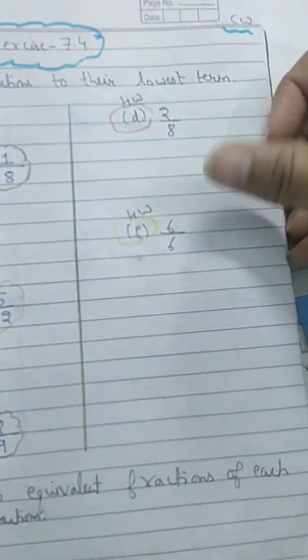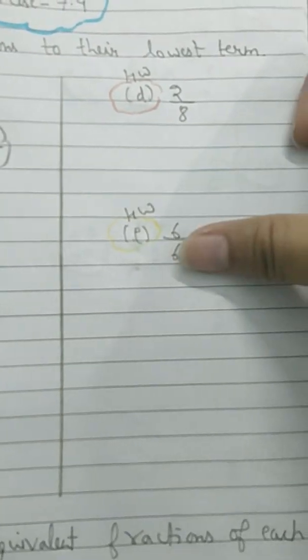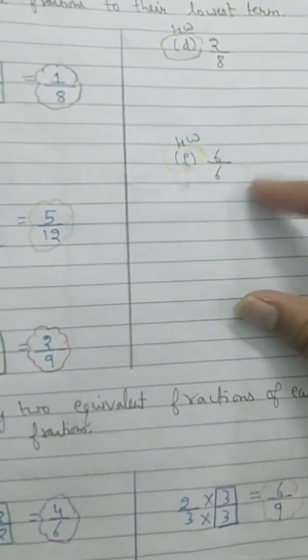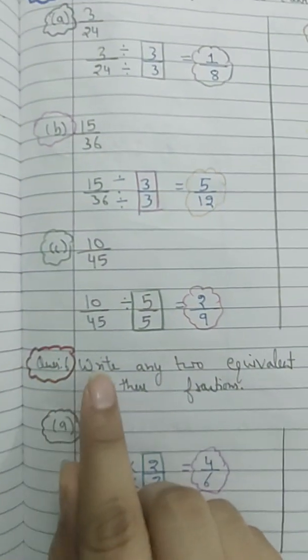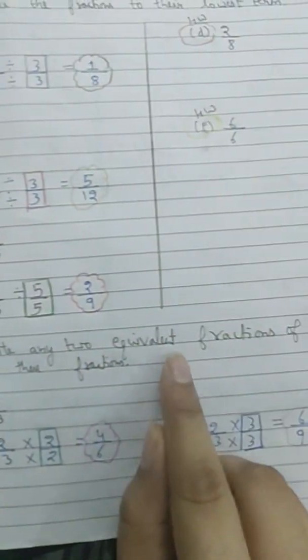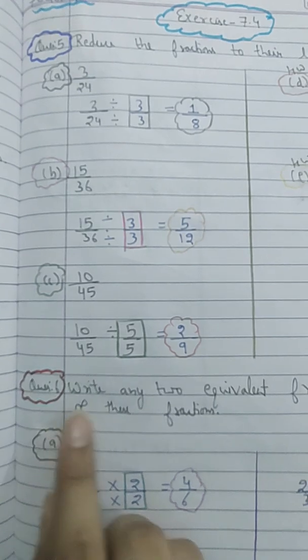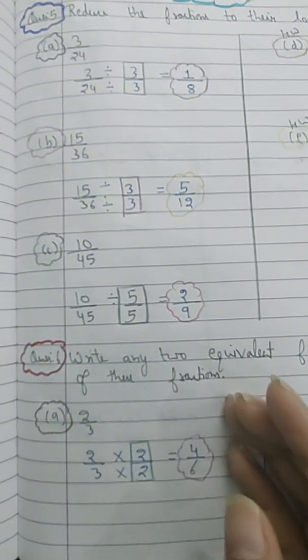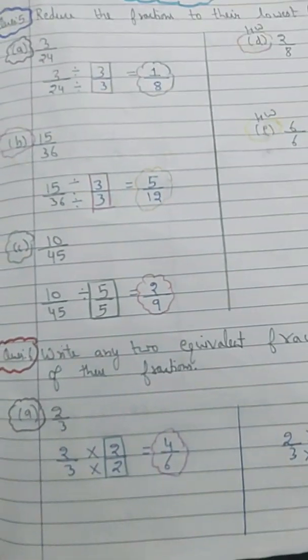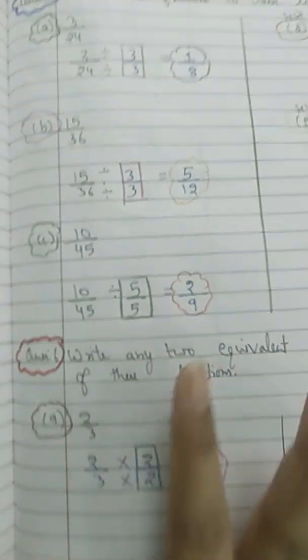Okay, and D and E parts I am going to give you as homework. 2 and 8 come in which table? 6 and 6 will come in which table? So you just have to find out the lowest term. Okay, now next question is write any two equivalent fractions of each of the fractions. Simple question. You just have to find out two equivalent fractions. Okay. So any two you have to find.